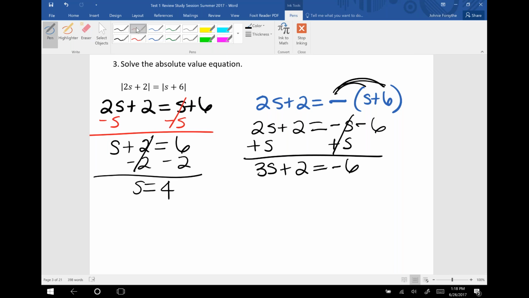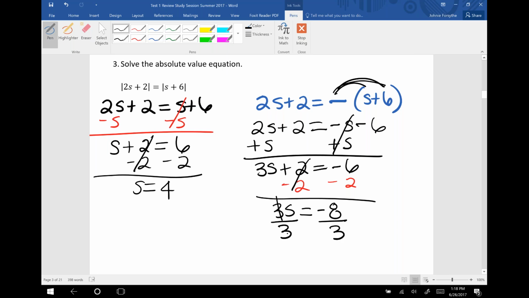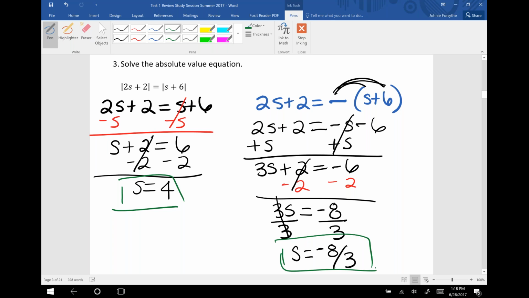Okay, so now I'm going to subtract 2 because I'm trying to get my constants, my numbers, to the other side. So I'm going to bring down that 3s. 2 minus 2 cancels out to 0, equals negative 6 minus 2, which is negative 8. And then finally, to solve for s, I'm going to divide by 3 on both sides. So the 3s cancel out on the left, and I have s equals, and I'm just going to keep it as negative 8 over 3. So my two solutions are s equals 4 and s equals negative 8 over 3.